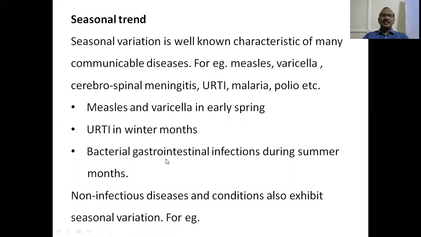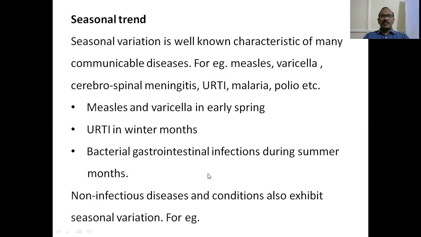And bacterial gastrointestinal infections, say diarrhea, dysentery, during summer months is because of the warm weather, which helps in the multiplication of the organisms causing gastroenteritis, and also in the multiplication of flies, which act as vectors as far as the transfer of these particular organisms is concerned from one person to another, or from the filth to the food.